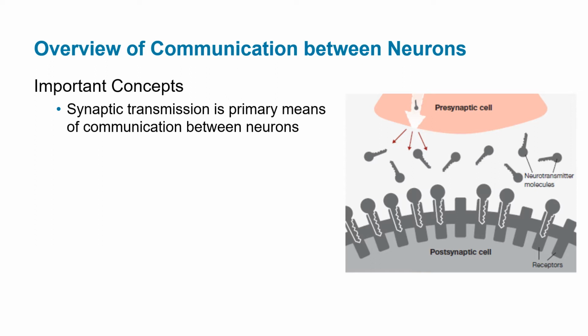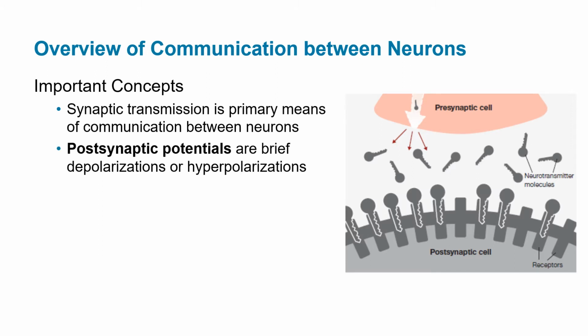And these neurotransmitter molecules go to the postsynaptic cell and cause postsynaptic potentials. So in the previous lecture, we talked about how you get depolarizations and hyperpolarizations of the neuron, basically causing it to fire and then reset. These neurotransmitters actually aid in that.